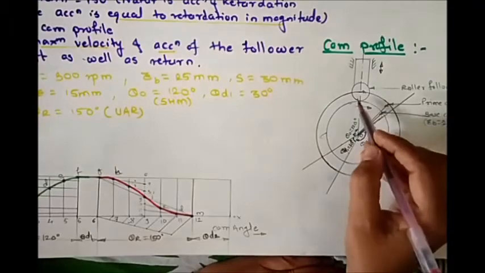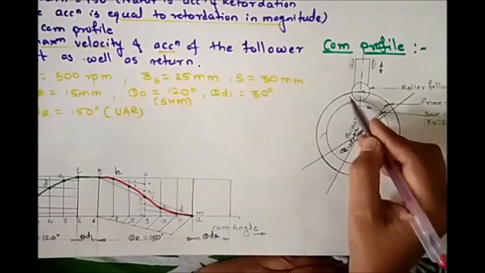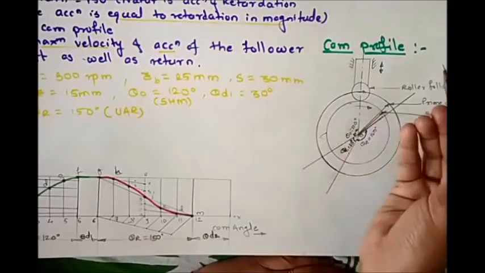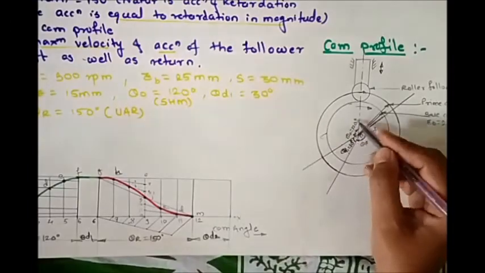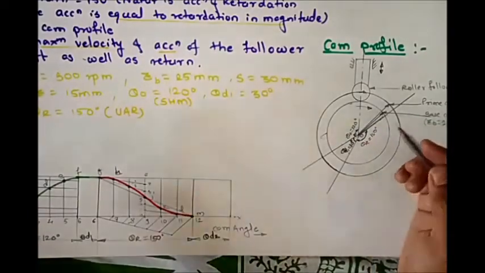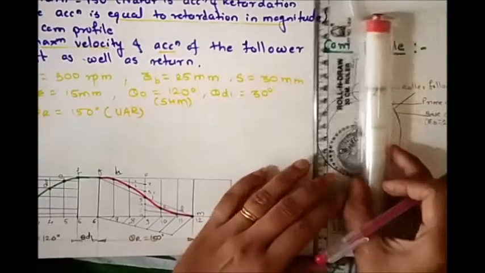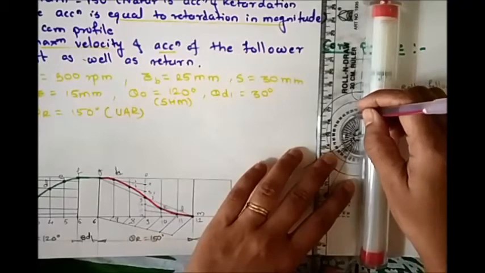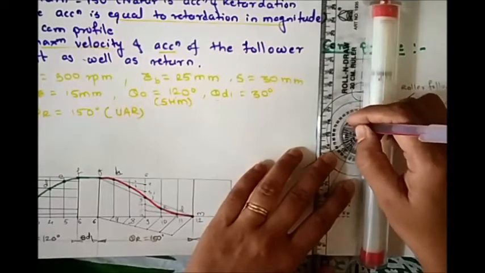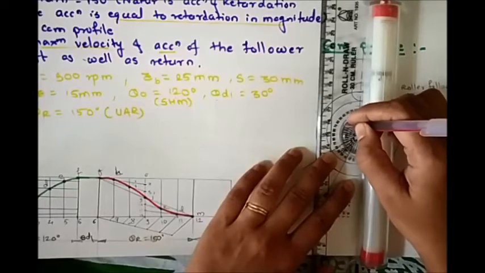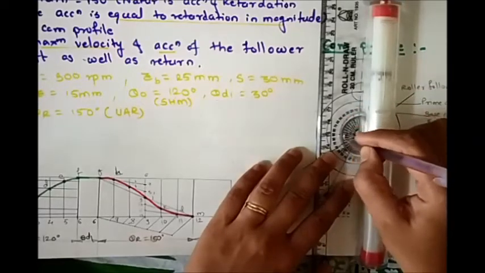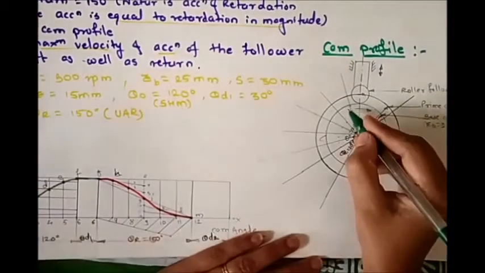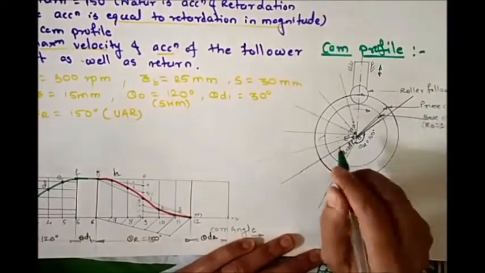In the case of a roller follower, we are going to divide this outstroke on the prime circle, which is the outermost circle. On that circle we are going to divide the outstroke angle into 6 equal parts. So let's just divide it. It is 120, so it is easy to divide into 6 parts: just take a 20 degree angle and you get the divisions. So here we have the 6 divisions for this 120 degree angle.